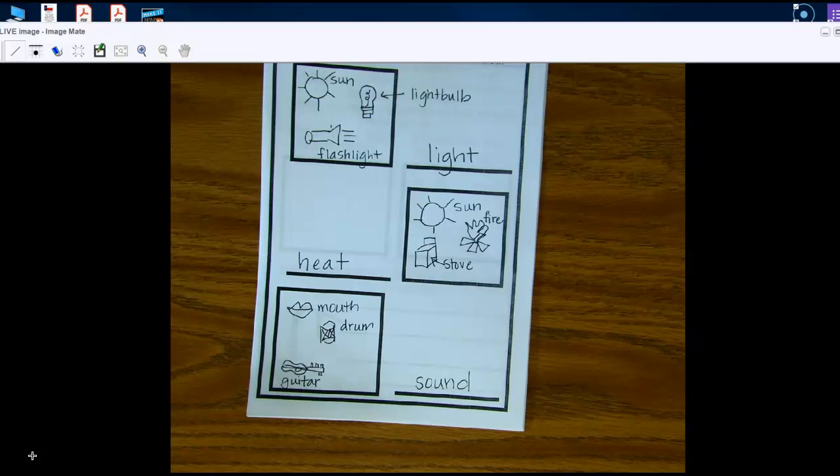Then I want you to put these in your yellow folder because we're going to need them on Monday. Do not put them in your black folder. Put them in your yellow folder.